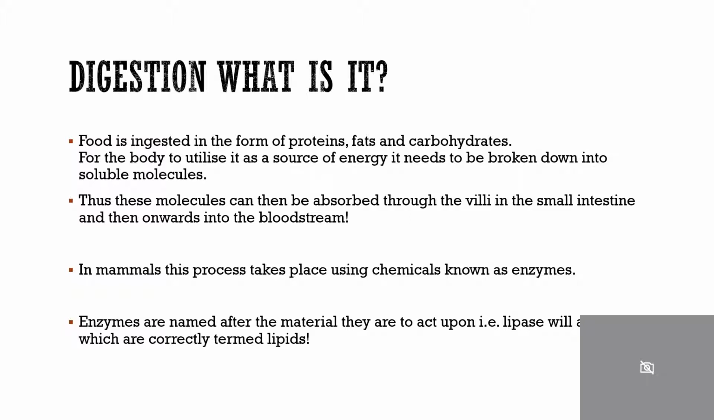So what is digestion? Food is ingested in the form of proteins, fats and carbohydrates. For the body to utilise it as a source of energy, it needs to be broken down into soluble molecules, so basically in a way that the body can use it. Then, this ensures that these molecules can be absorbed through the villi in the small intestine and onwards into the bloodstream. In mammals, this process takes place using chemicals that we know as enzymes. And enzymes are named after the material they are to act upon, i.e. lipase for fats, which are correctly termed lipids.